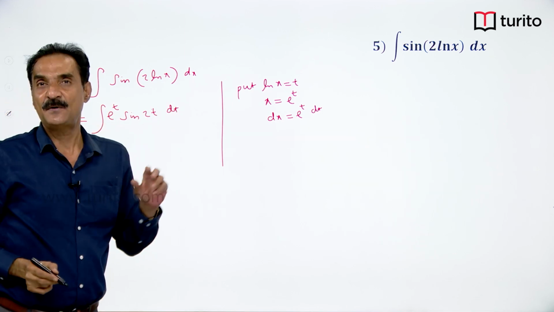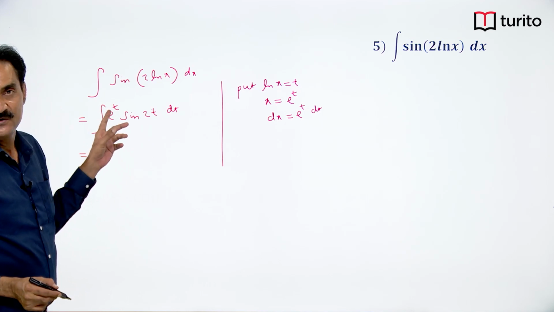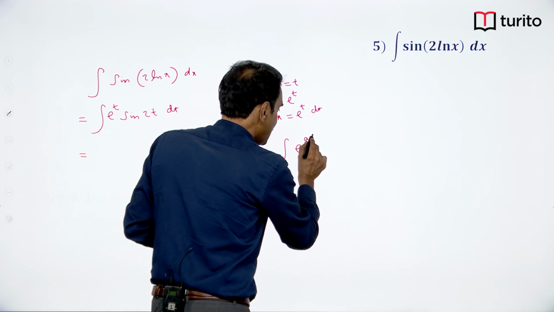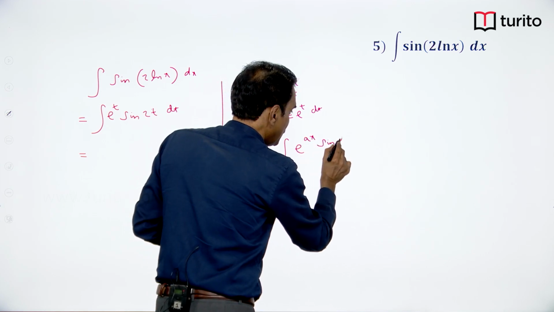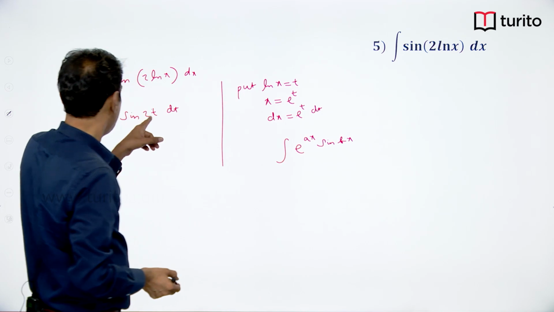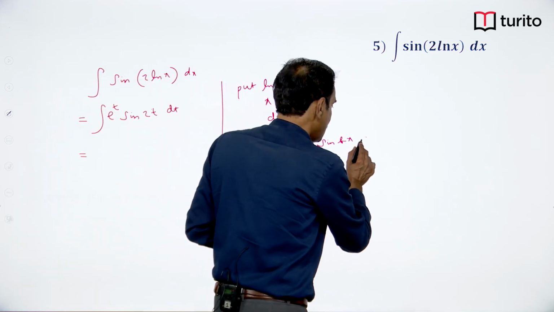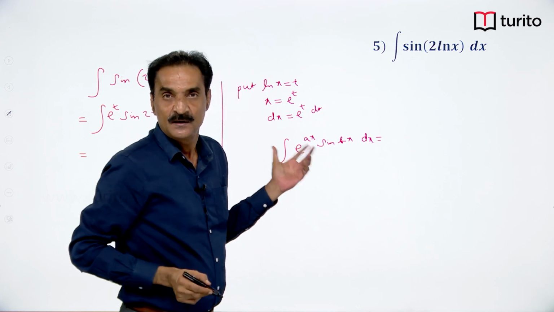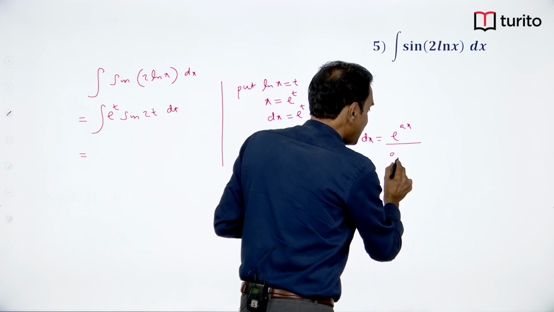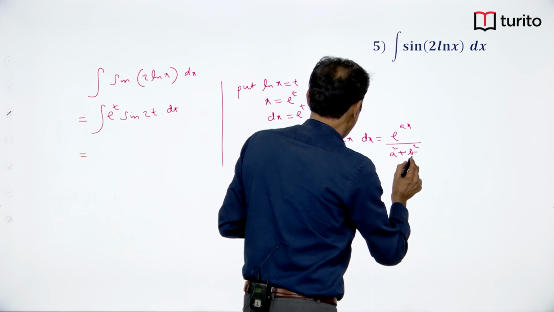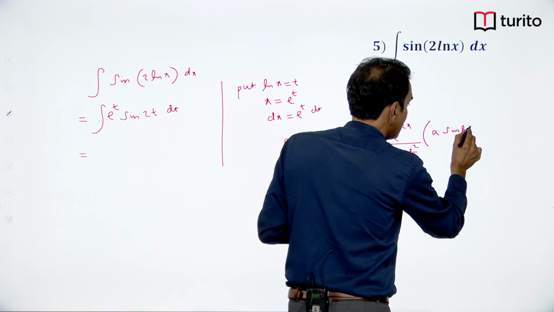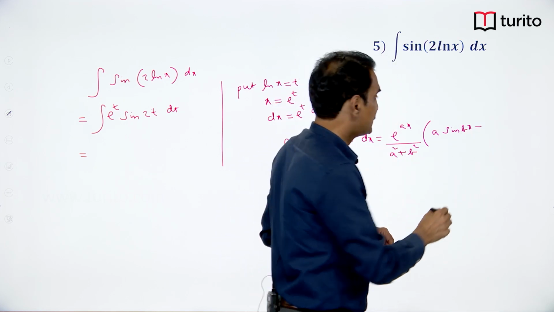Now, we have a direct formula for integral of e power ax into sine of bx plus c. In the formula I gave bx plus c, but here it is only in the form of bx. So, I will write the result for e power ax into sine bx. What is the integral? E power ax by a square plus b square into a sin bx minus b cos bx.